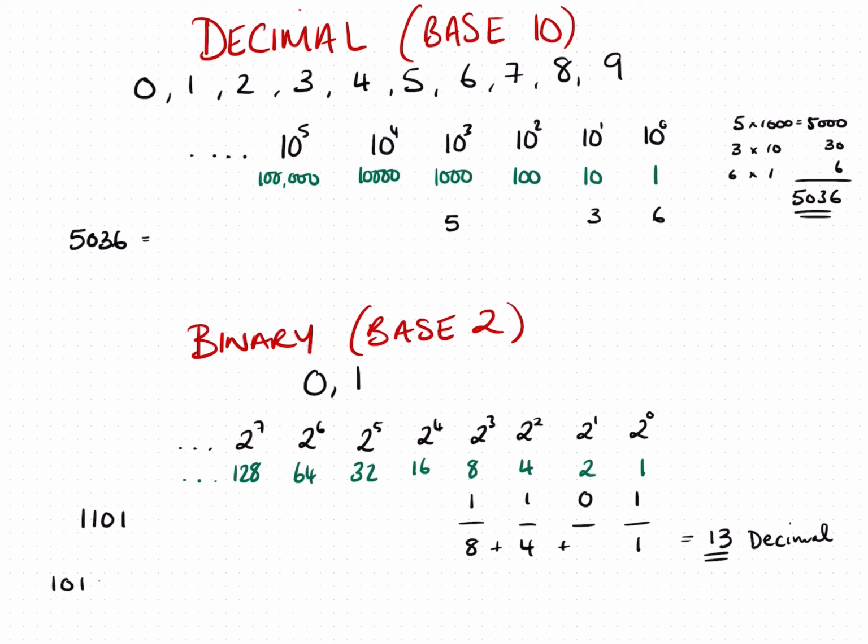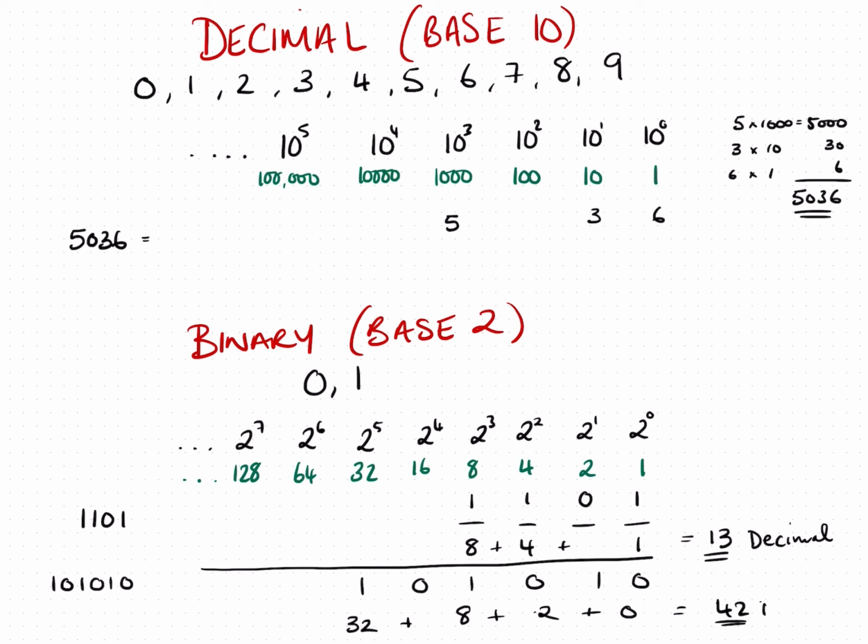Looking at a second example, 101010. Again, we line it up under each component, 1 0 1 0 1 0, and we simply add together their values. 1 32, we've got no 16s, but we have an 8, we have no 4s, and we have a 2. So it's 32 plus 8 plus 2, and that gives you an answer of 42. So 42 in decimal can be represented as 101010 in binary.